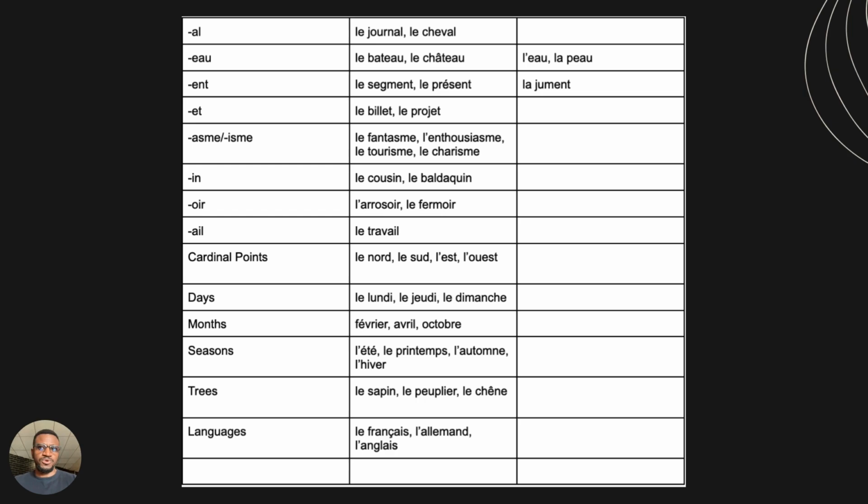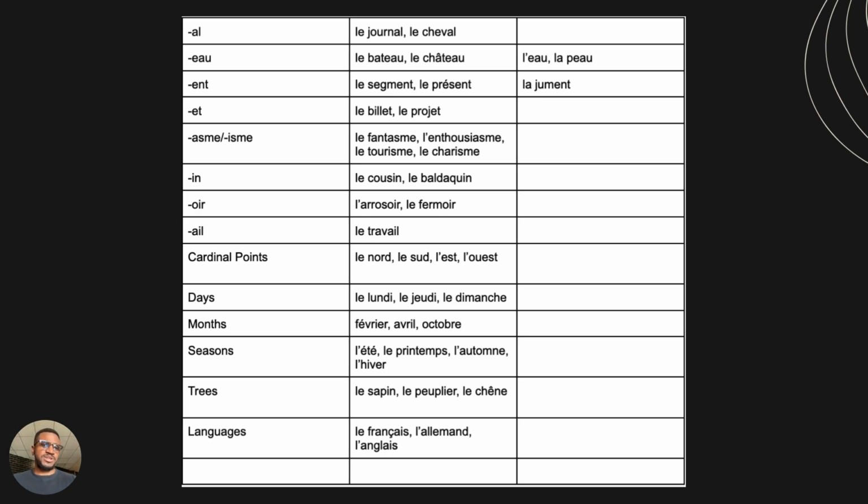Moving on, still with the endings for masculine nouns, we have AL: le journal, le cheval. Then EAU: le bateau, le château. And then we have exceptions for the ones that end in EAU: l'eau, la peau, that is water and skin. So if you learn it as la peau for skin, you'll know this one is feminine because it's part of the exceptions. Then you have ENT: le second, le présent, and then we have la jument, which is the exception there.